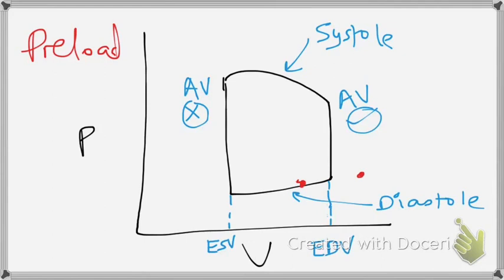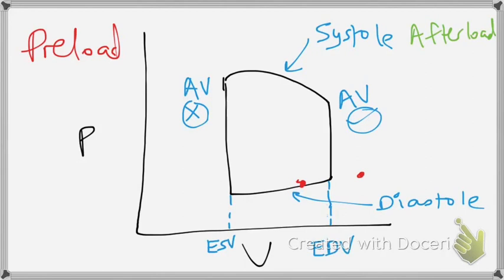Now once we're done with the effects of changing preload on this system, we'll talk about the effects of changing the afterload of this system. So first of all, I'll change the color of my pen to indicate afterload. Right, so now we'll be talking about afterload. The afterload is the pressure against which the heart has to beat.